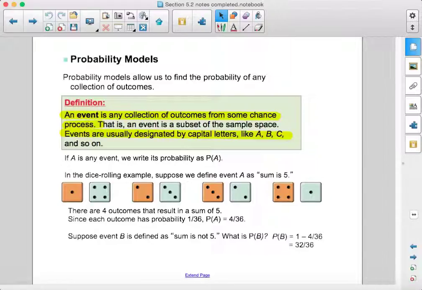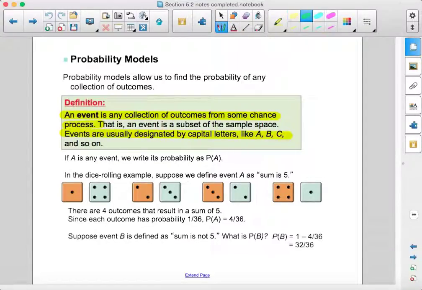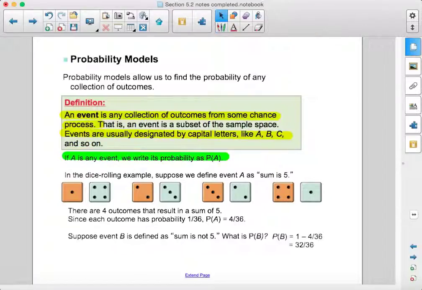And the way that we use notation to refer to the probability of an event is we name our events with capital letters, so we usually call it event A, event B, event C. And to write the probability of event A, we write P, parentheses, A, parentheses.